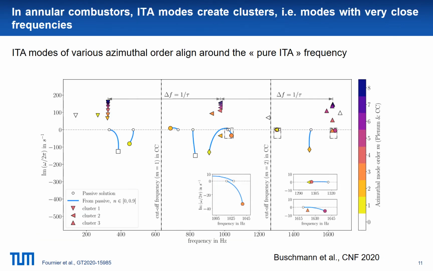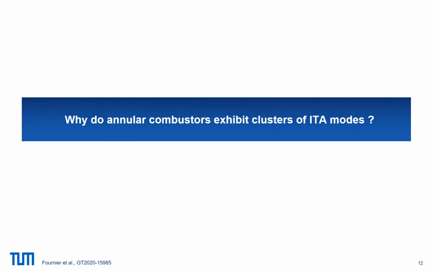In annular combustors, ITA modes create clusters, which means we have modes with very close frequencies but different growth rates. Here is a picture from Buschmann in 2020, where he showed that for the MICCA burner we can find 3 clusters. The ITA modes of various mode orders will align around the pure ITA frequency, which is the frequency of the ITA mode in an anechoic environment. So the question we want to address today is, why do we find clusters of ITA modes in annular combustors? Can we explain the structure of the spectrum?